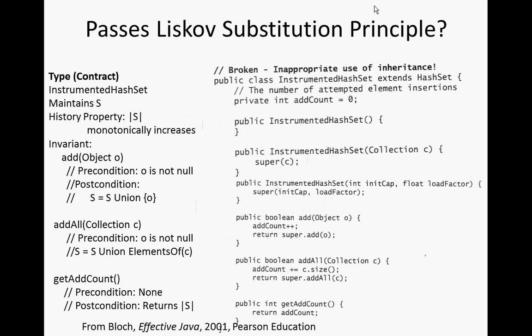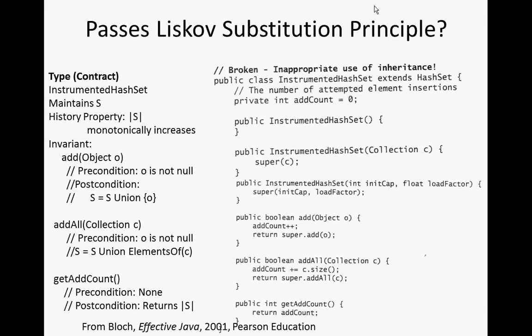Okay, so here are two classes. We went through a bunch of exercises last time. Here's a type, say it's an interface called instrumented hash set. Suppose this is hash set, and it maintains a history property. It has an invariant, add all, and get add count. And here's a class that's a subtype of it. It's actually a class that implements it. So here we have instrumented hash set, and it has an add method, an add all method, and a get add count. And it calls up to its superclass for some of these.